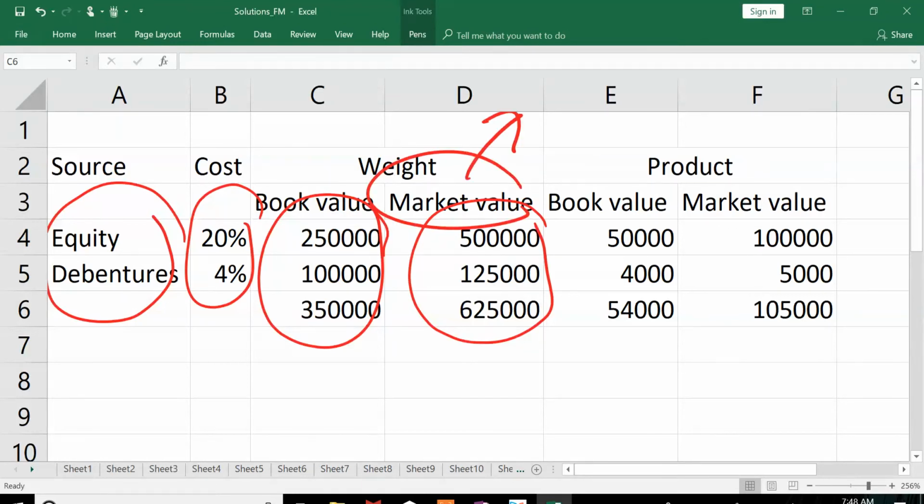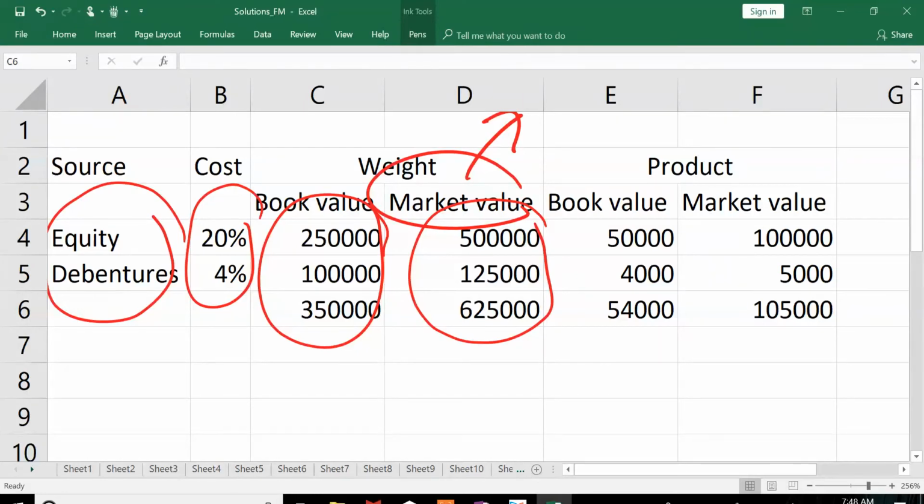So let me know if at all there is a doubt on market value. How is market value computed? Whatever number of shares are there into market price per share, whatever number of debentures are there into market value per debenture. Clear? Any doubts on this? Anybody has any doubts on this?